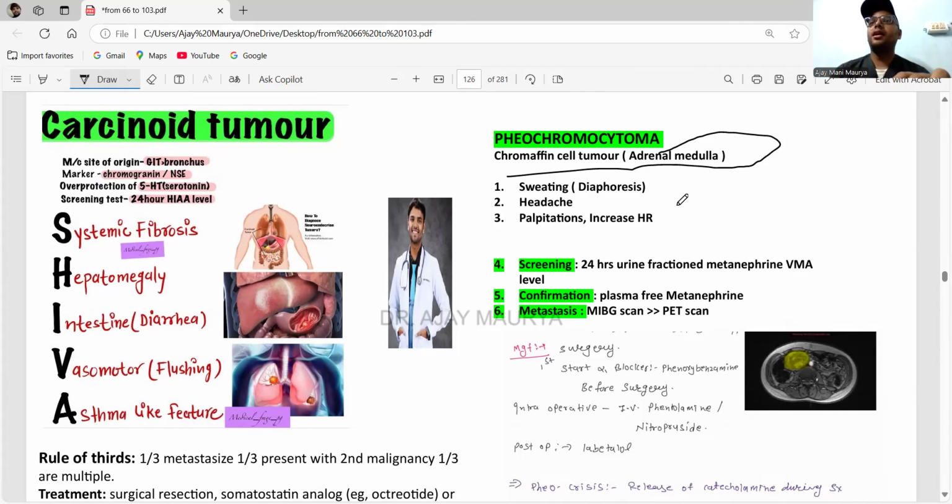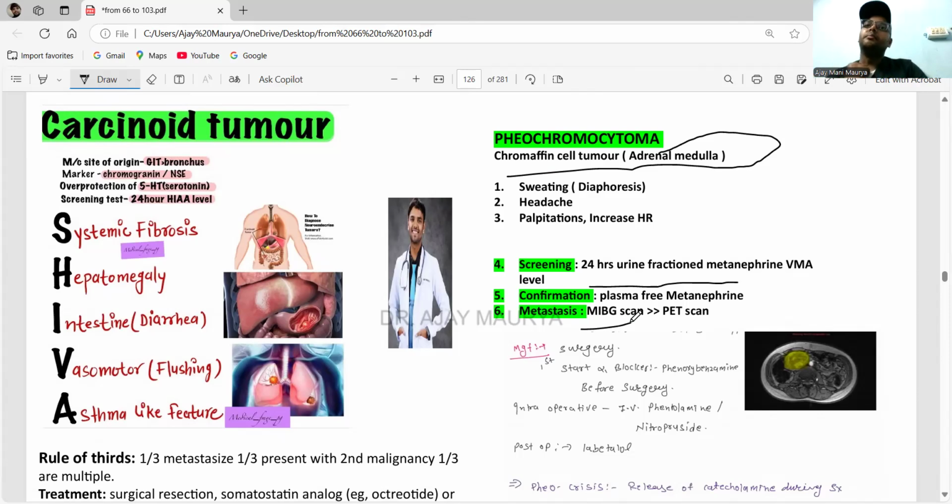But remember here, there is no hypertension. Except for the palpitations, there is no hypertension. Sweating, headache, palpitation, increased heart rate, but no hypertension here. Remember, the screening test is what? 24 hours urine fractionated metanephrine and VMA level. Confirmation test is the plasma free metanephrine, and metastasis is looked for with the what?